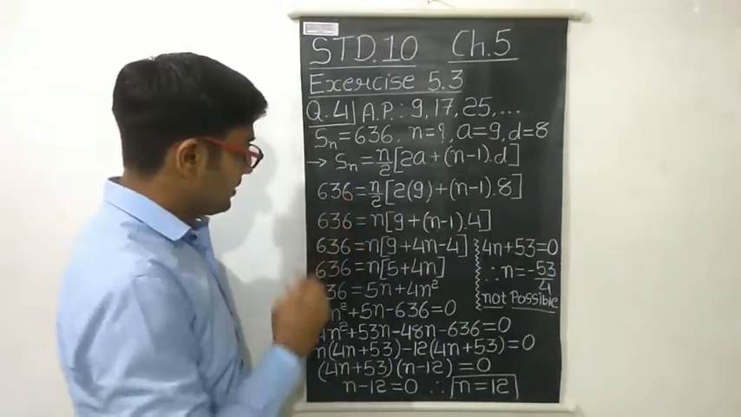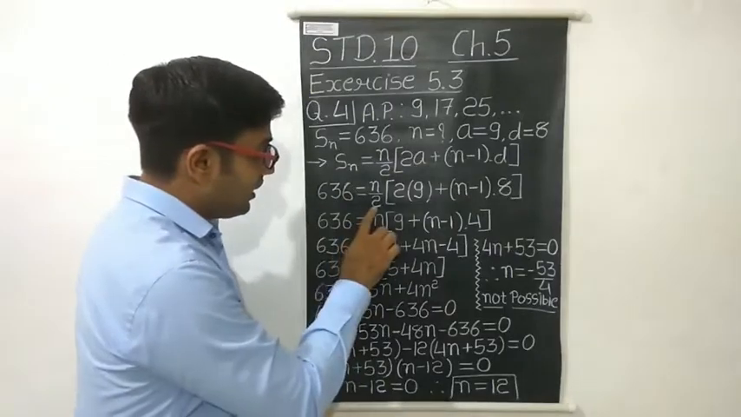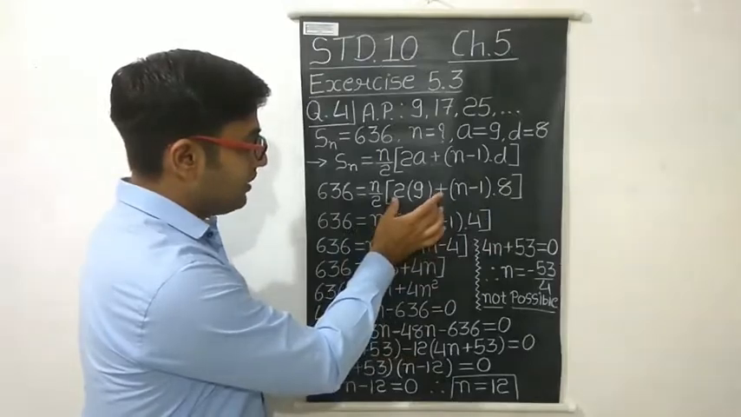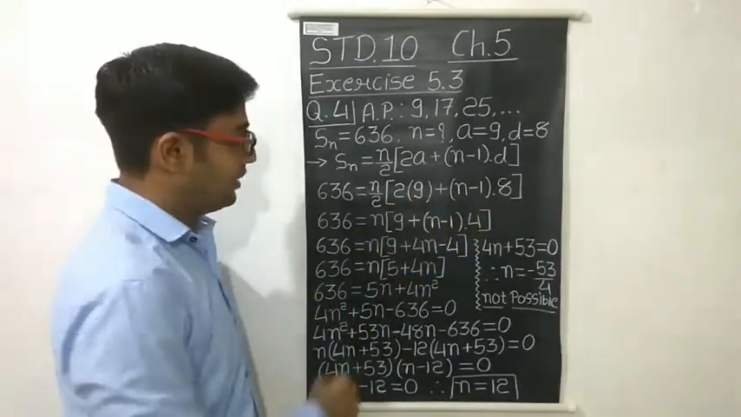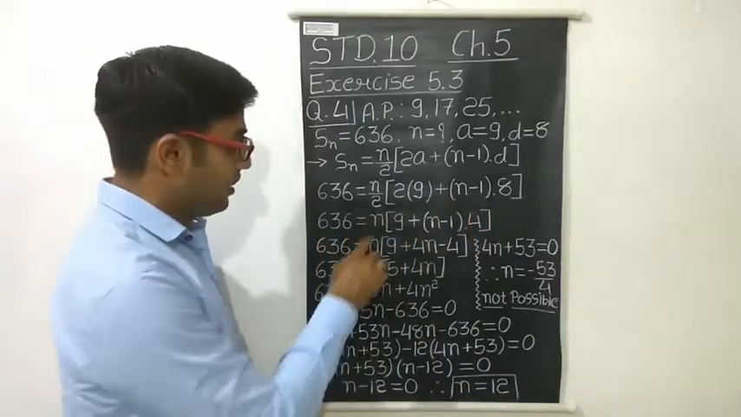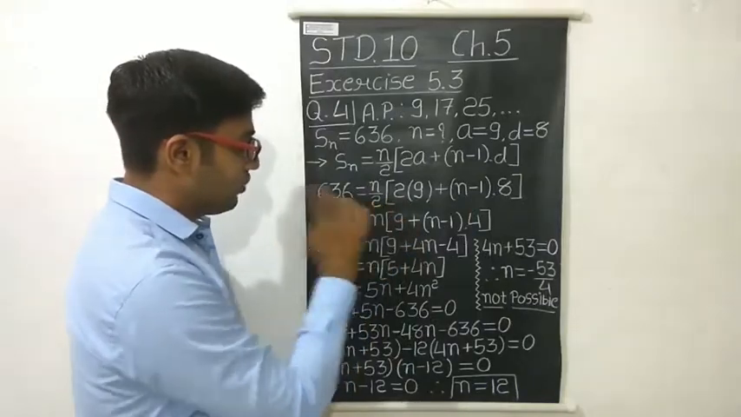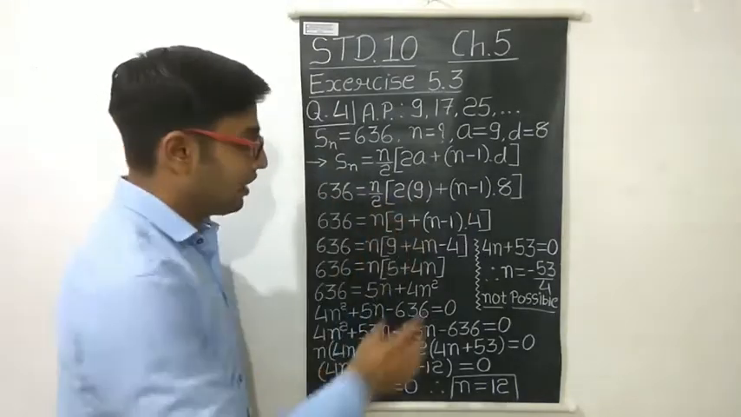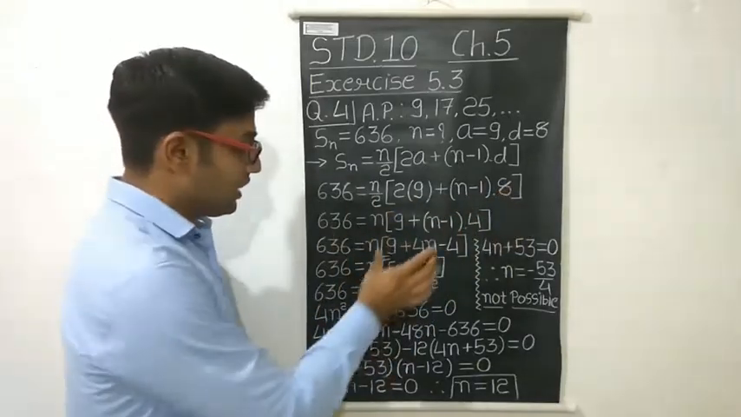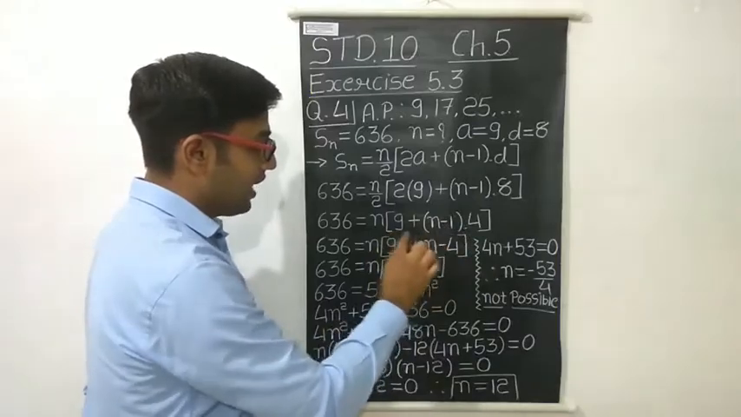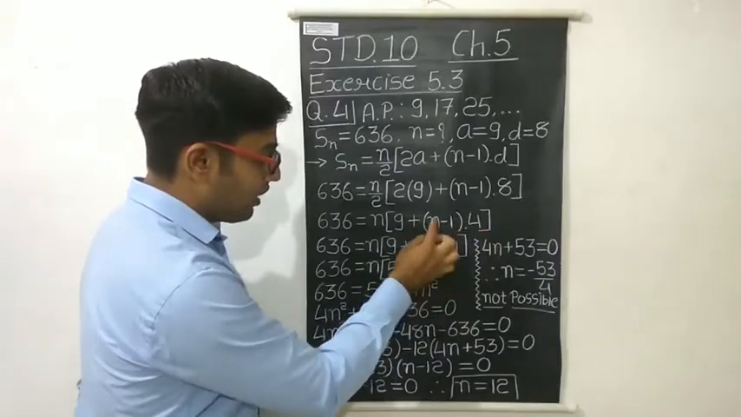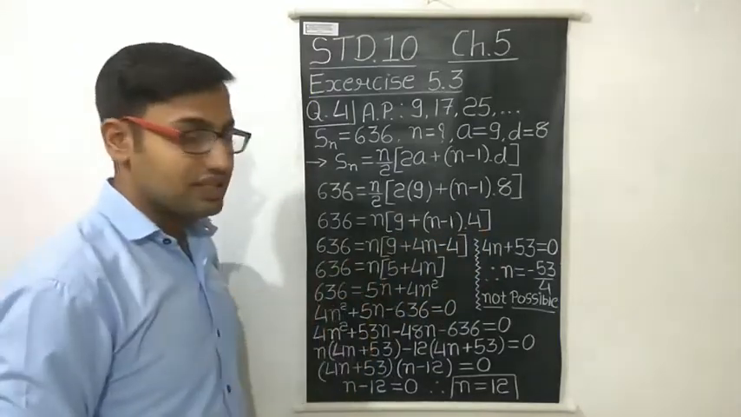Okay, now this 636 remains as it is. Take this 2 inside the bracket, then what will happen? It will divide this term and this term, right? Because 2 is out of the bracket, so it will divide both the terms in the bracket. So n will remain as it is. Here 2 and 2 will cancel out, only 9 will remain, and here 4 will remain because 2 fours are 8. So here in the bracket we have 9 plus n minus 1 into 4. Now multiply this 4, we will get 4n minus 4. All other terms remain as they are.